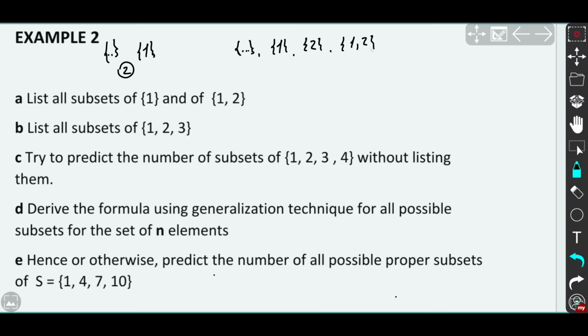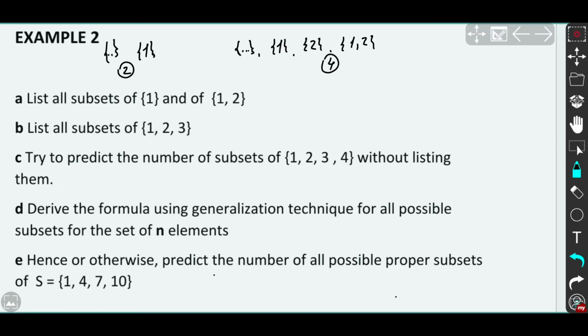Alright, so why am I not writing {2, 1} as one possible subset? Because actually it's a subset which is equal to {1, 2}, because order in this case doesn't matter. Okay, so we consider combinations. So no matter how you write it, in increasing order 1, 2 or in decreasing order 2, 1, it represents the same subset. Okay, so in this case we have 4 possible subsets.